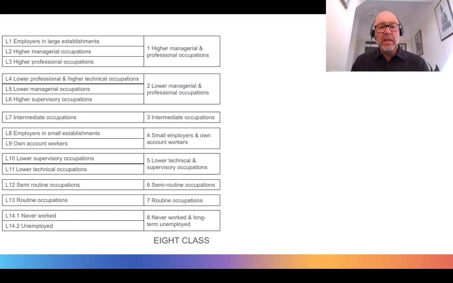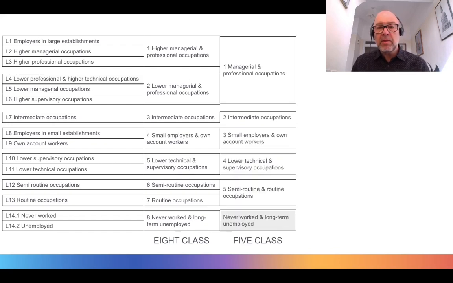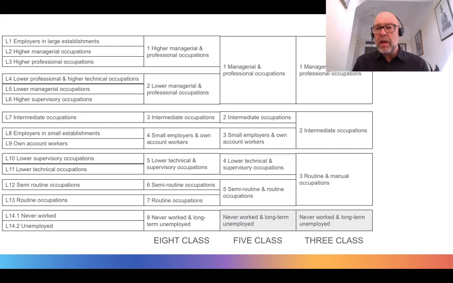But because it's nested, the NSSEC can be collapsed into a 5 class version, where there's no distinction between higher and lower managerial and professional occupations, and semi-routine and routine occupations are clustered together. And going one step further, there is a 3 class version which clusters the lower technical and supervisory occupations with the semi-routine and routine, and the intermediate and small employers and own account workers are clustered into class 2.